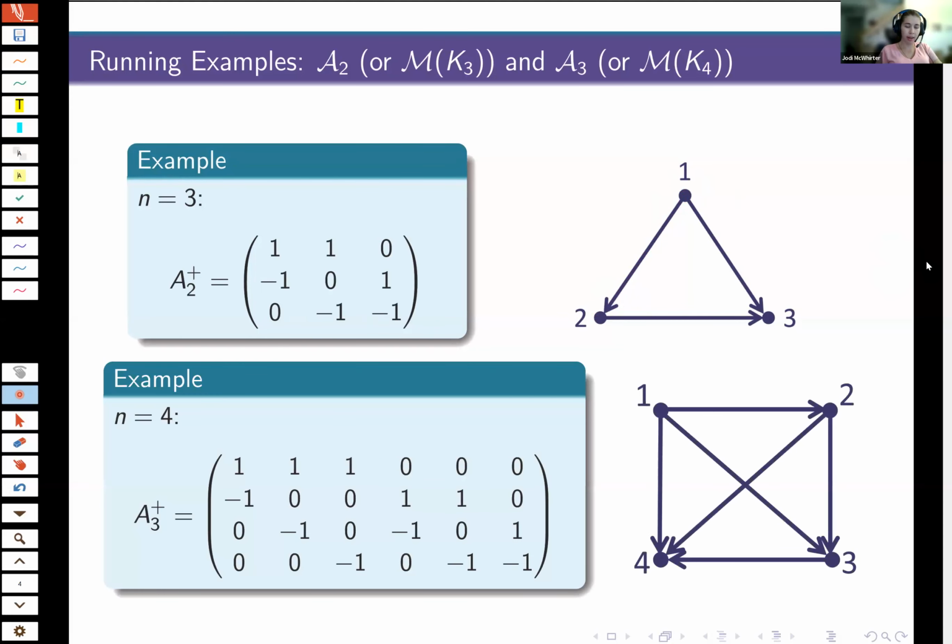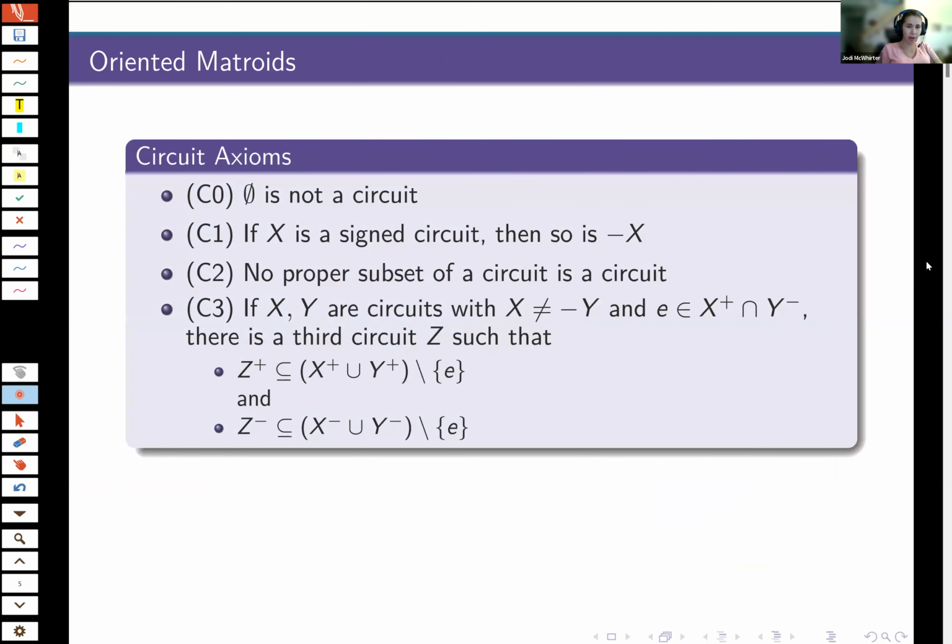If you are wanting to follow along on your own and try some of these things, here's the n=4 case. I'll be able to give you some information about this case going along, so that way if you want to, you can see what you can come up with. All right, so I've given you an example, but I haven't even told you what a matroid is, much less an oriented matroid.